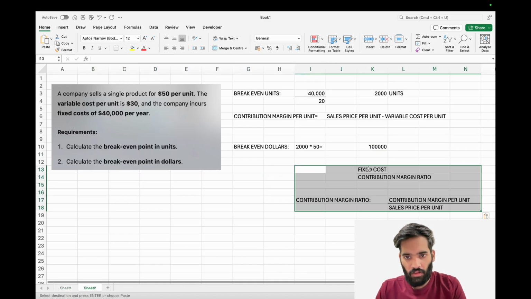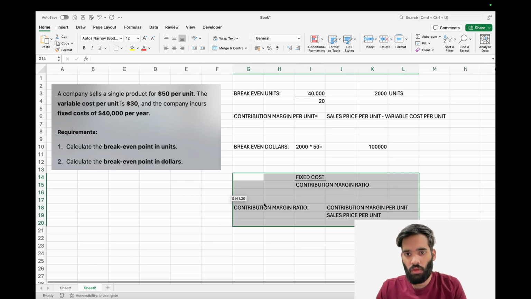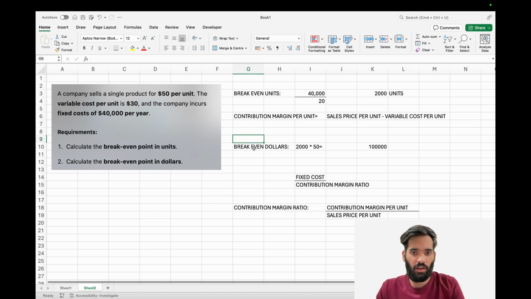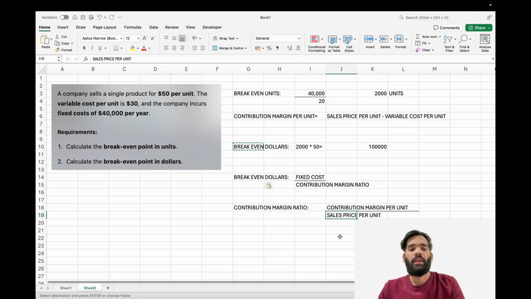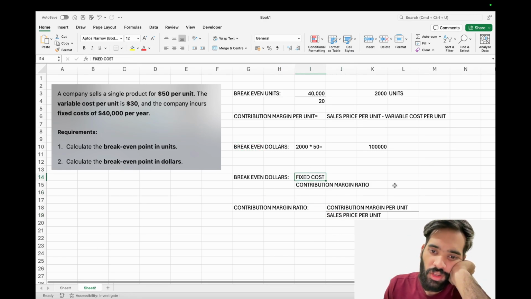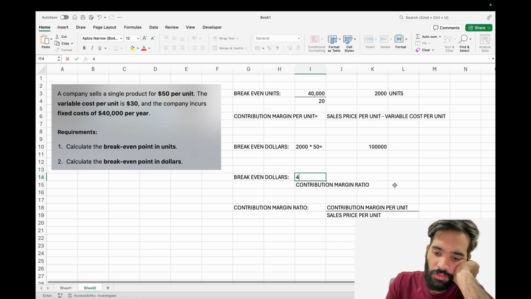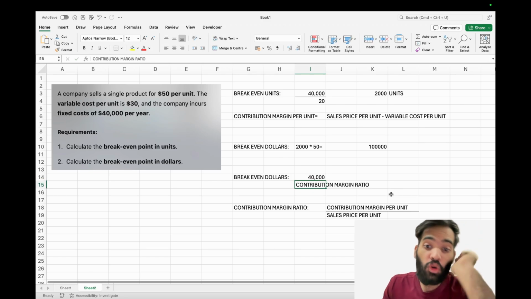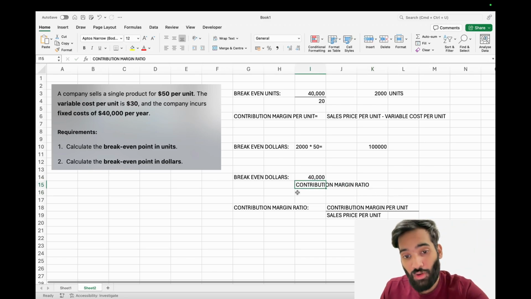So let's do that using this formula, at least so we are able to know all of the ways to solve this, at least all of the common ways, let's say. There we go. Now we have to put in the fixed cost, which of course again is 40,000, divided by contribution margin ratio. What is contribution margin ratio? Contribution margin per unit divided by sales price per unit.